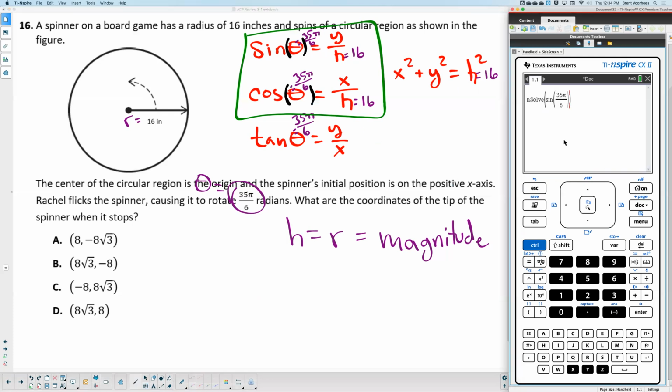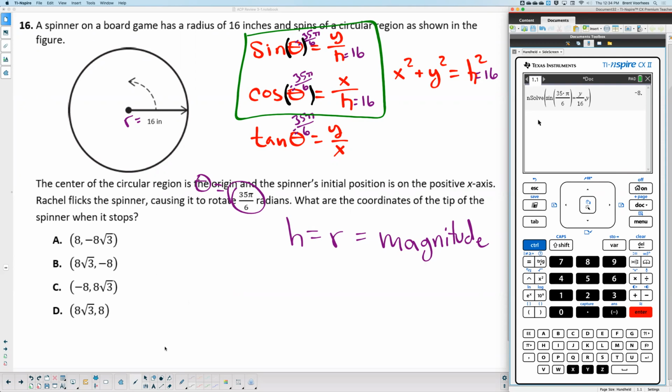Okay, so back over. Go outside that first, the sine parentheses, put the equal sign, and now do y over 16. And do comma y, because that's what we're solving for. Let me give you a second. Did you all type it in? What'd you get? -8. Perfect. So the answer has to have -8 as a y, because sine is y.